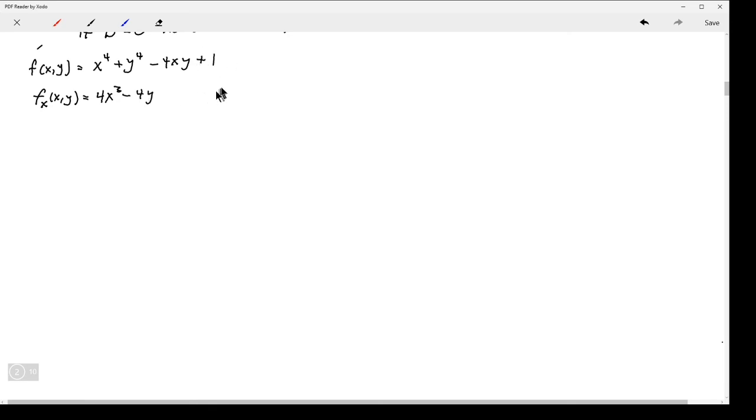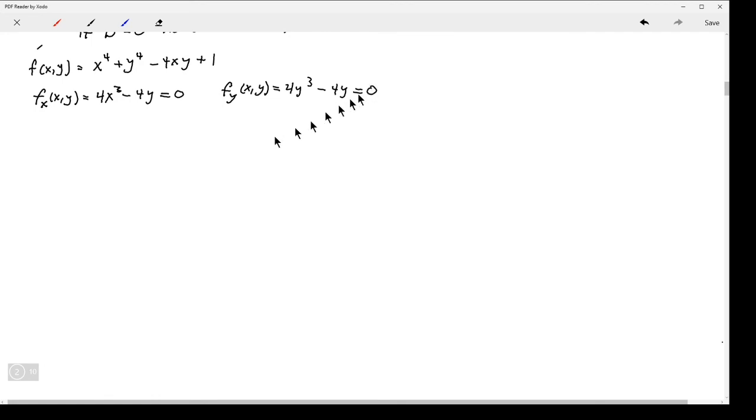Now fy. With respect to y, that's going to be 0, plus 4y to the third, minus 4x, plus 0. So we have two functions here. Now I need to set each one of these equal to 0 and solve them.